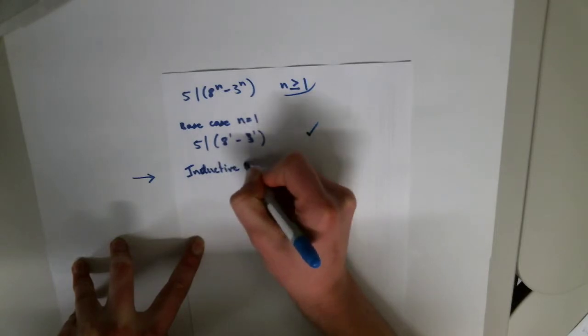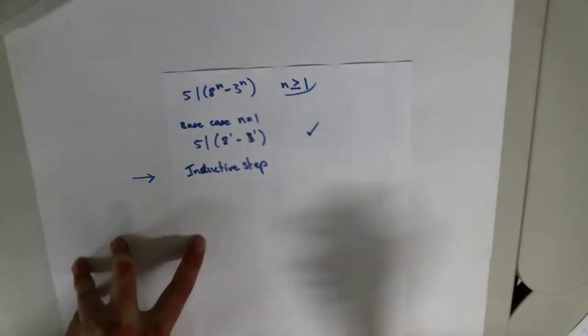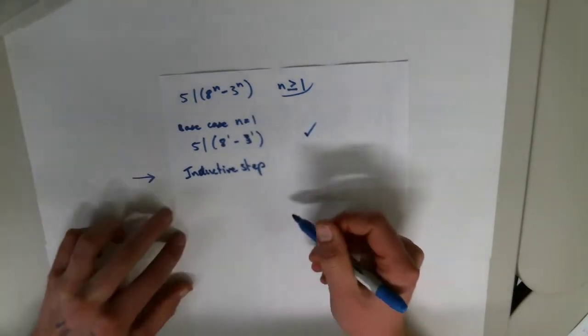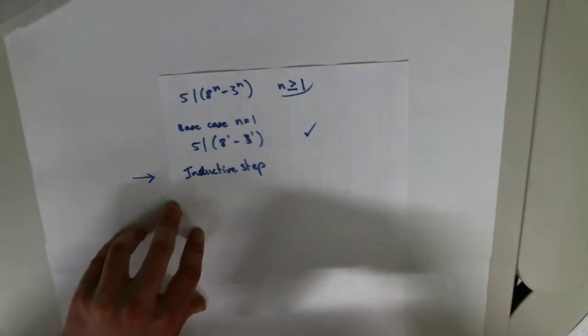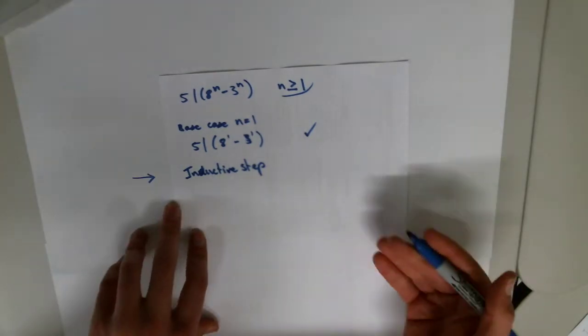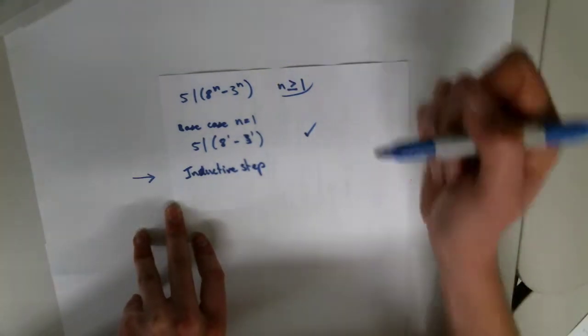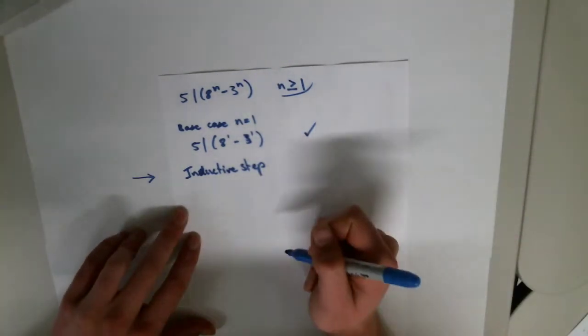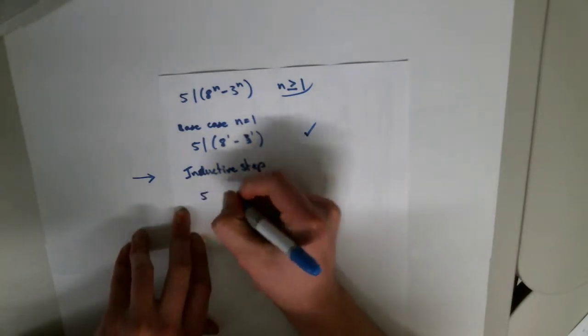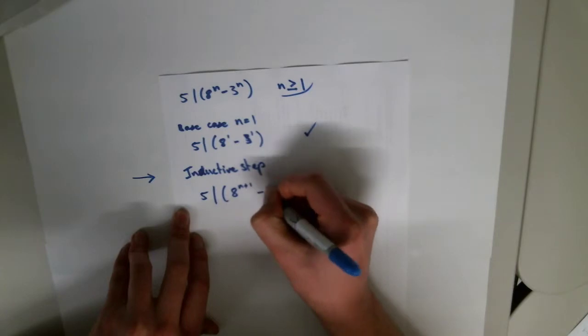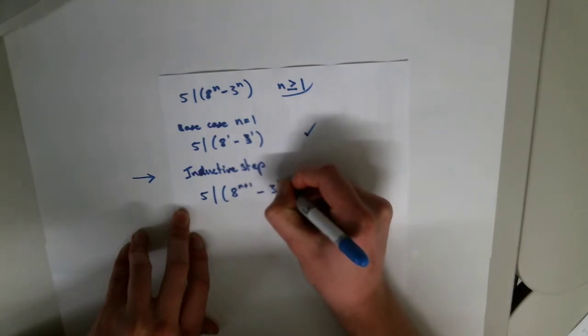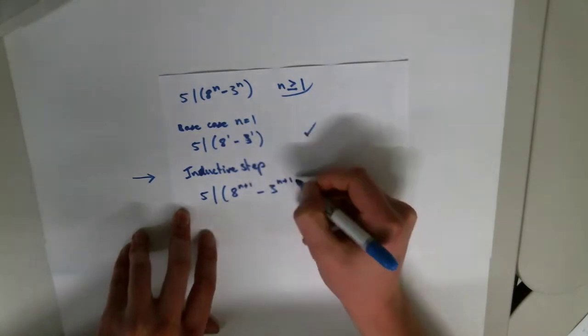Now, we're going to move on to our inductive step. And for the inductive step, as per usual, we're just going to start off by replacing all of our n's in this expression with n plus 1, and then we need to show that it's still true that that will be divisible by 5. That'll be the end of our inductive proof. So 5 evenly divides 8 to the power of n plus 1 minus 3 to the power of n plus 1.